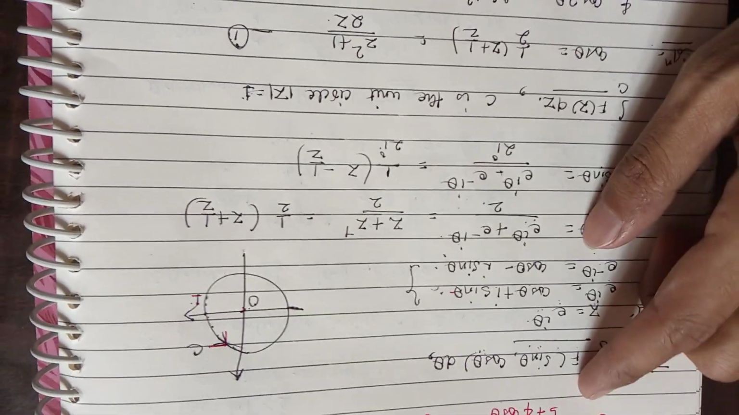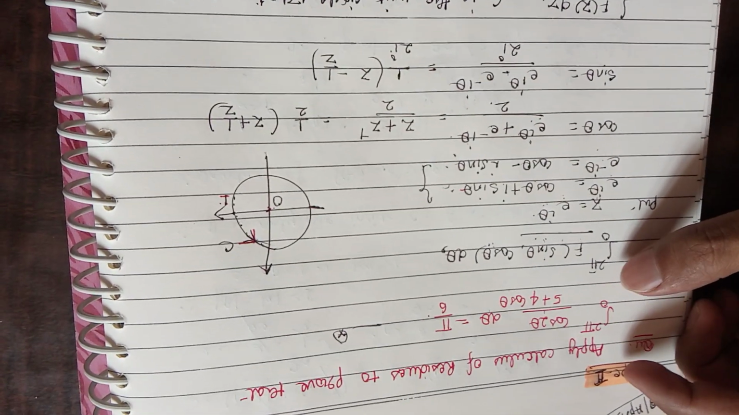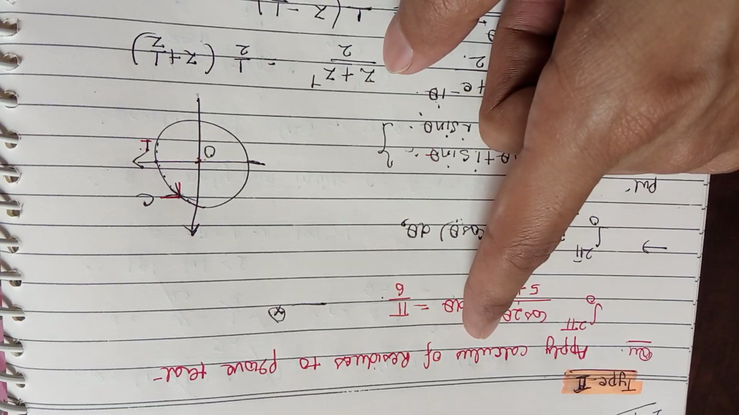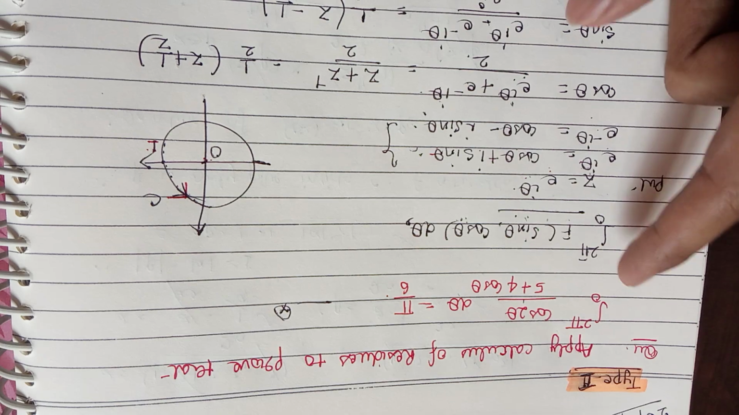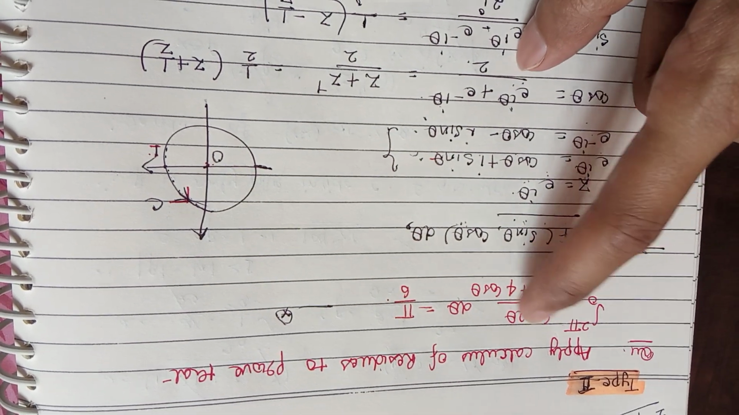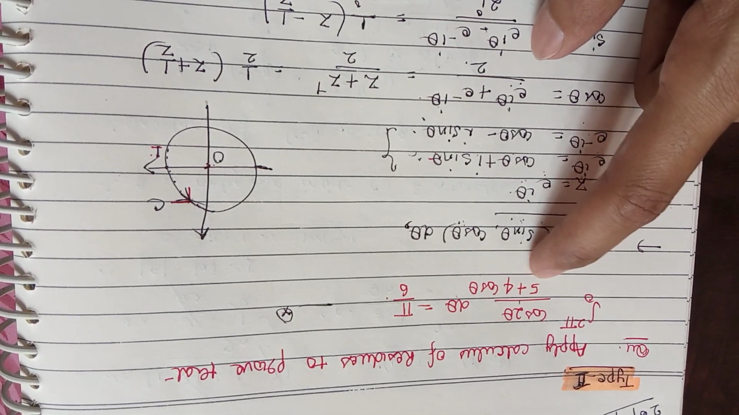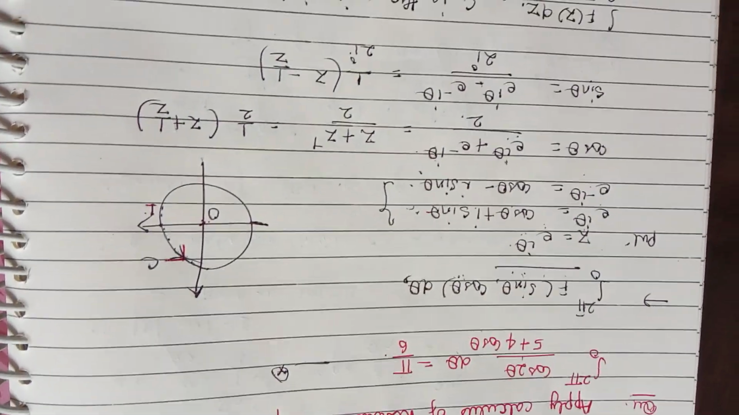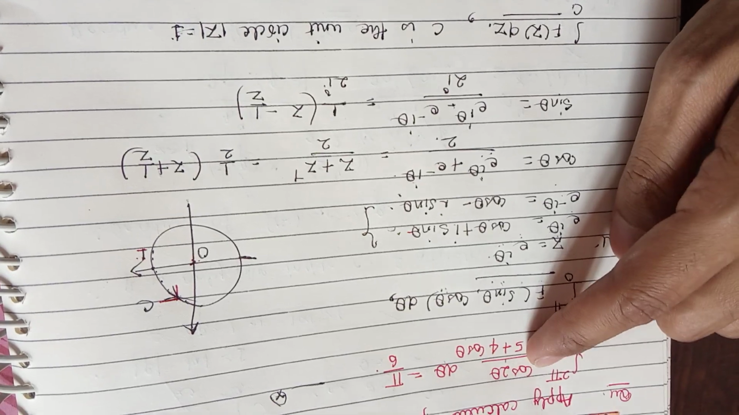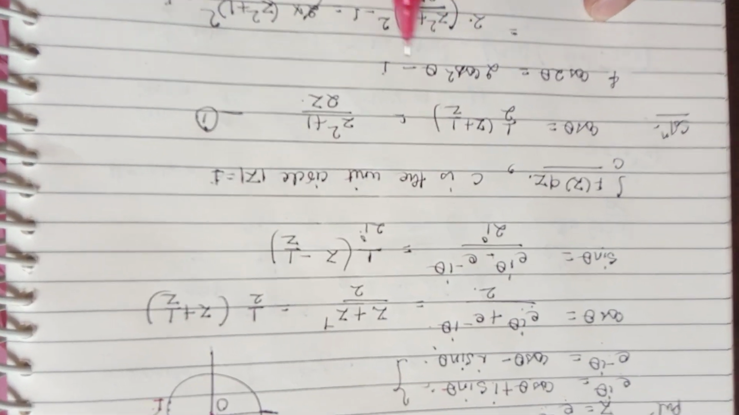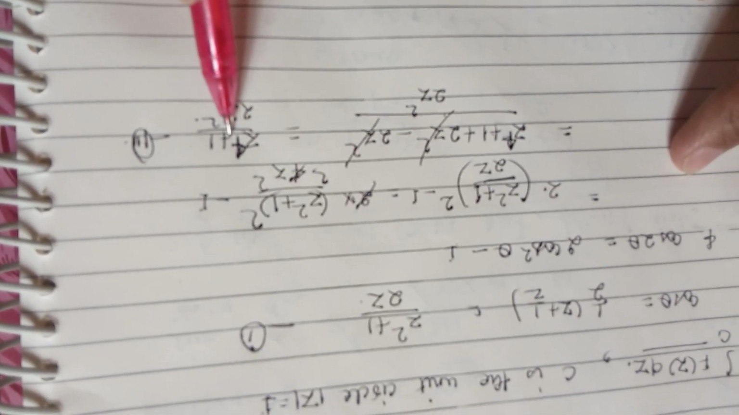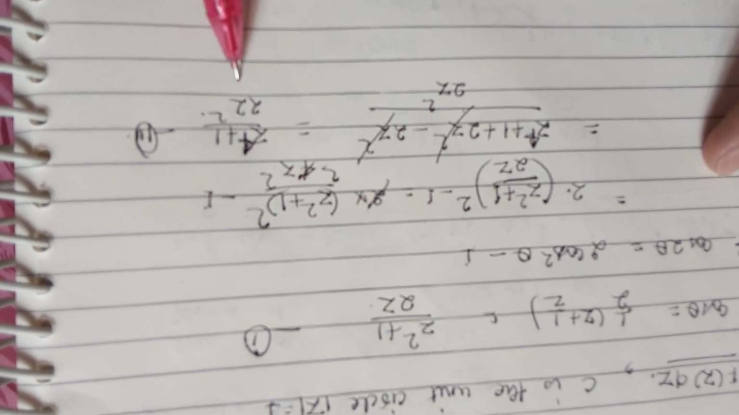Now we will solve this question of contour integration. Apply calculus of residues to prove that the integral of cos 2 theta upon 5 plus 4 cos theta from 0 to 2 pi is equal to pi by 6. So we will put cos 2 theta is equal to 2 cos square theta minus 1. After solving this, we get (z to the power 4 plus 1) upon 2z square.